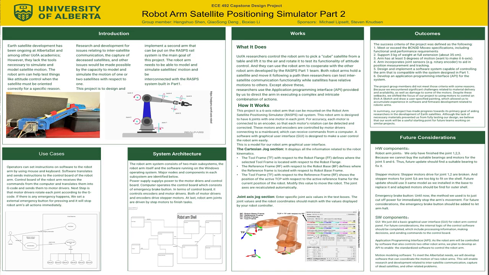In the works part, it's easy to understand. It just shows us what the robot arm literally does and how researchers use the software to control the robot arm. In the outcome part, this part demonstrates the expected outcome for our project, like supporting the 3 kg weight at full extension, and what did work and what didn't work for our project. And the last part is future consideration. This part shows what we need to fix or update in our project, including both hardware and software components.